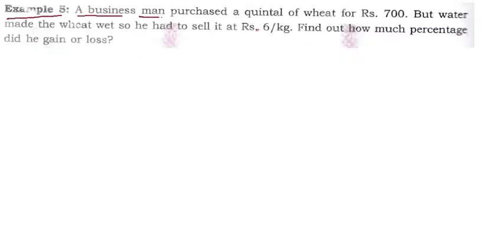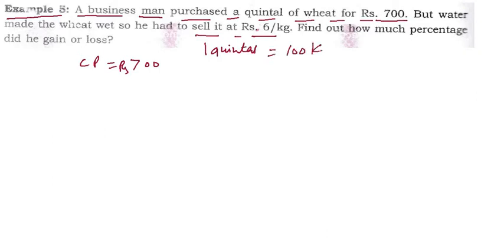Now come to example 5. A businessman purchased a quintal of wheat for rupees 700, that is the CP. CP is equal to 700 rupees. But water made the wheat wet, so he had to sell it at rupees 6 per kg. So 1 quintal is equal to 100 kg.